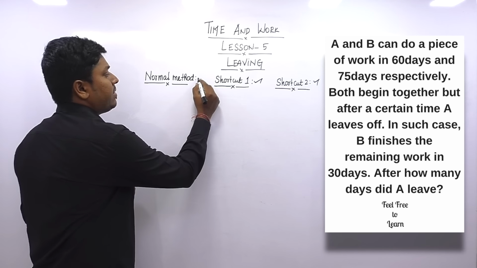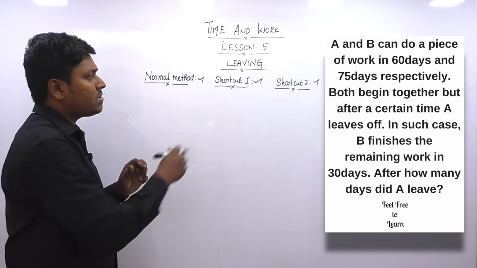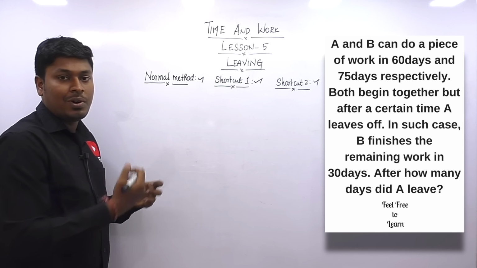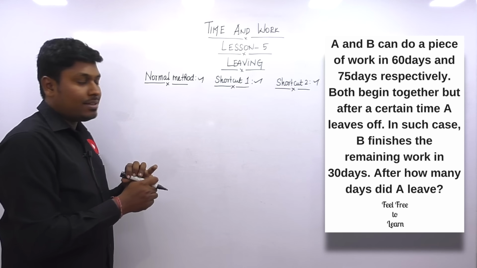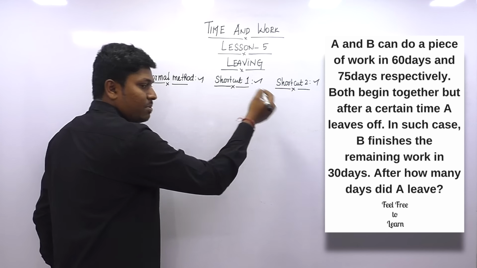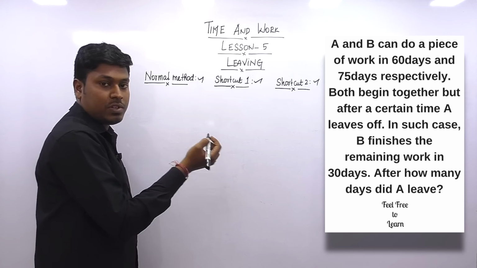Finally, we can solve this question by the normal method, right? Now you understood shortcut 1 and shortcut 2, how we got the answer, right? Now the normal method: A alone can complete a piece of job in 60, B alone can complete a piece of job in 75.